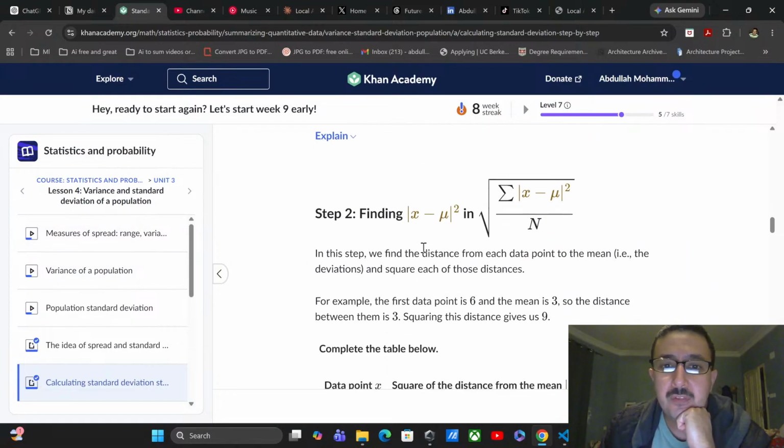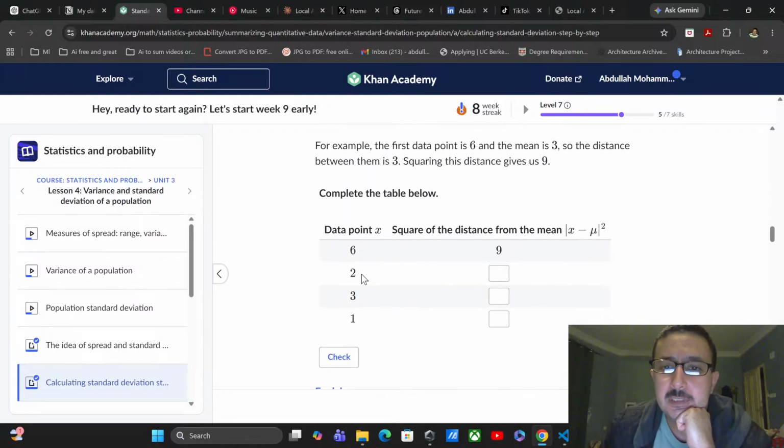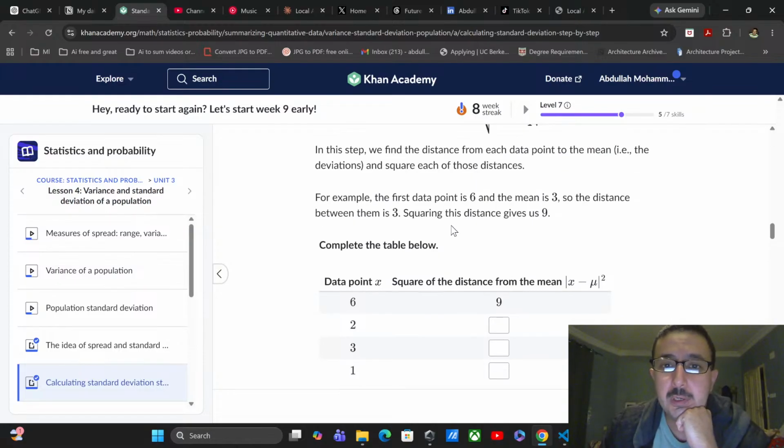Okay. Finding x minus mu squared. In this step, we'll find the square of the distance from the mean. Complete the thing. The data point is 6 and the mean is 3. So the distance between them is 3. Squaring this distance gives us 9.